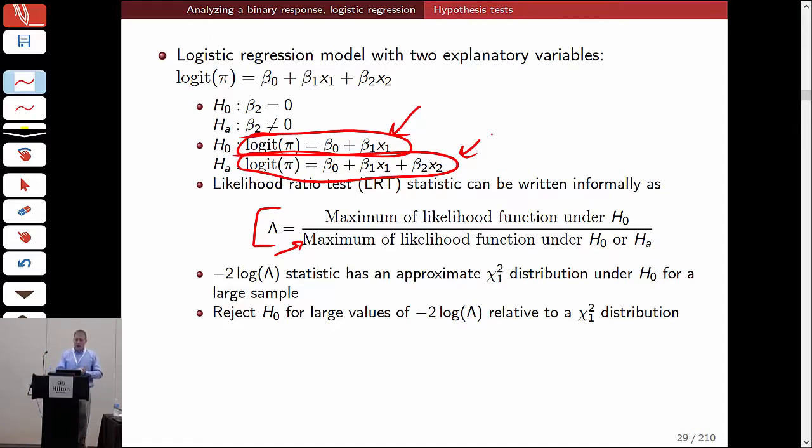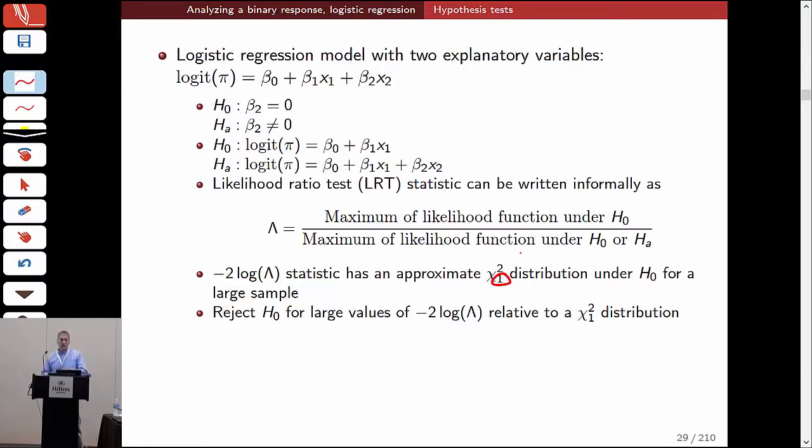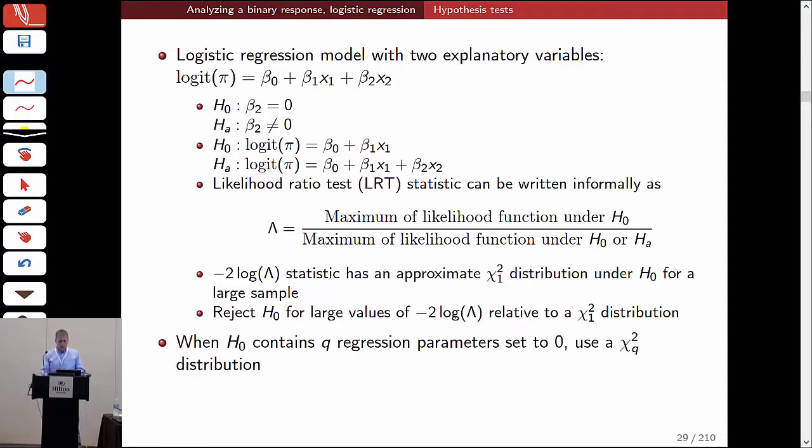Now, -2 log lambda has an approximate chi-square distribution. In this particular case, I only have one parameter that I'm testing, so it's a chi-square 1 distribution. If instead I had more than one beta that I was testing, let's say q betas, then q is what the degrees of freedom would be for that chi-square distribution. And this has an approximate chi-square distribution for a large sample. What that means for us is that we would reject the null hypothesis if -2 log lambda is large relative to that chi-square 1 distribution. And as I said before, if you're testing q regression parameters, use a chi-square q distribution instead.